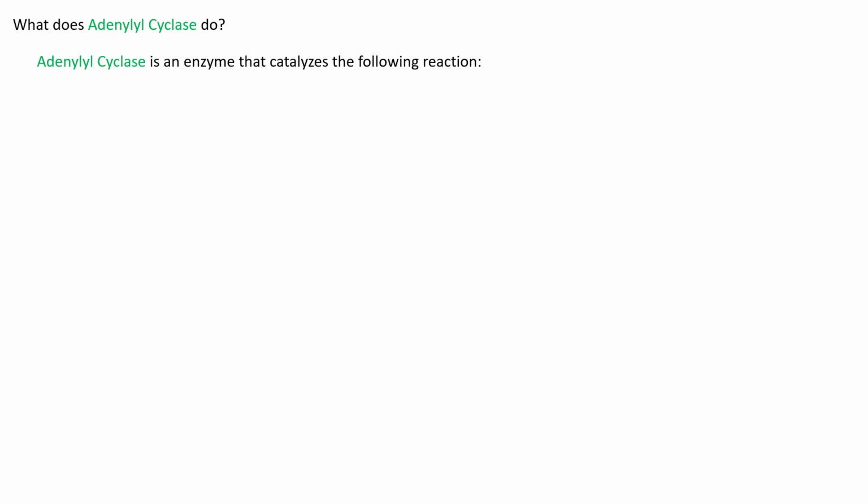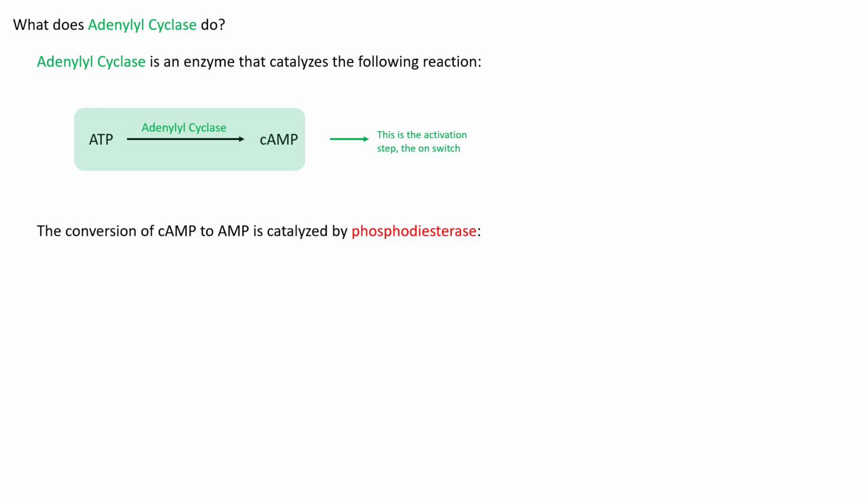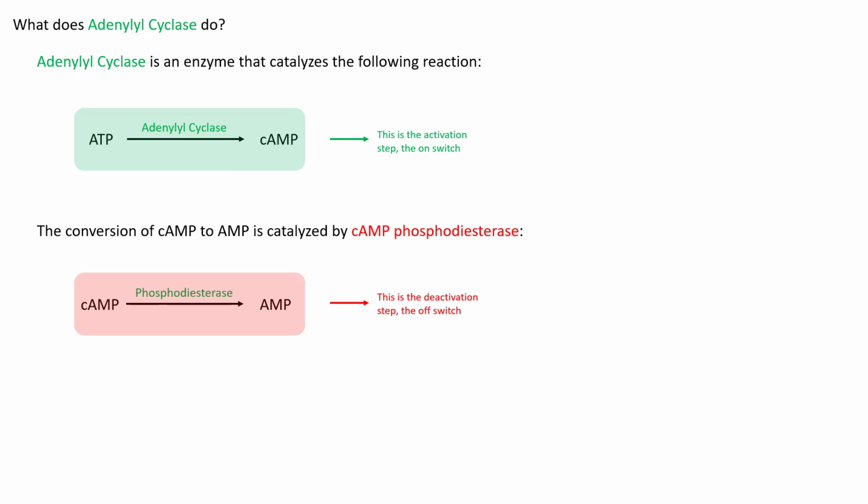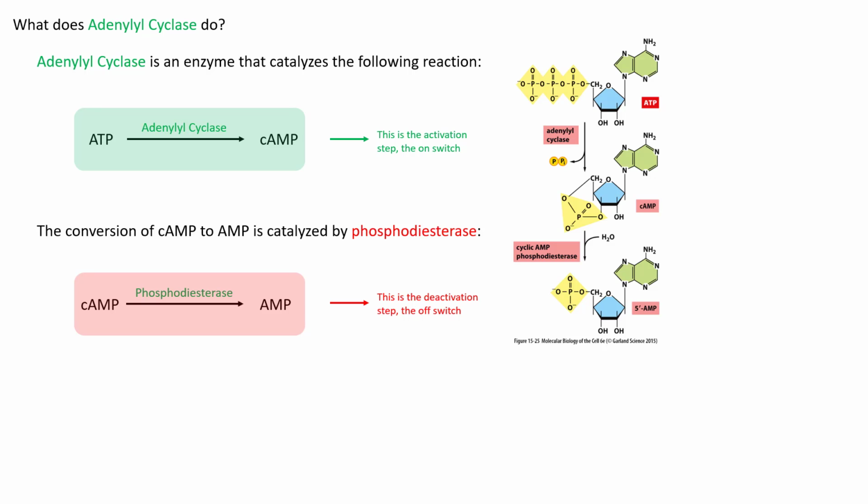Adenylyl cyclase is an enzyme that catalyzes the following reaction: ATP to cyclic AMP. This is the activation step, the on switch. The conversion of cyclic AMP to AMP is catalyzed by phosphodiesterase, or cyclic AMP phosphodiesterase. So cyclic AMP to AMP is catalyzed by this enzyme. This is the deactivation step, the off switch. And this is being shown in this picture here, where you can actually see the structure of ATP, cyclic AMP, and AMP.